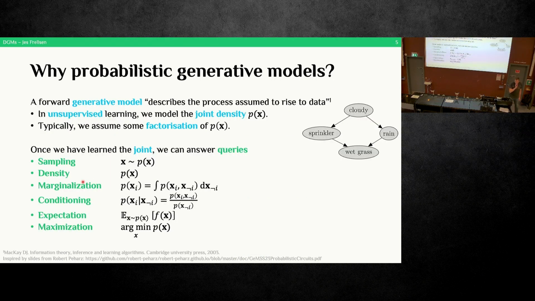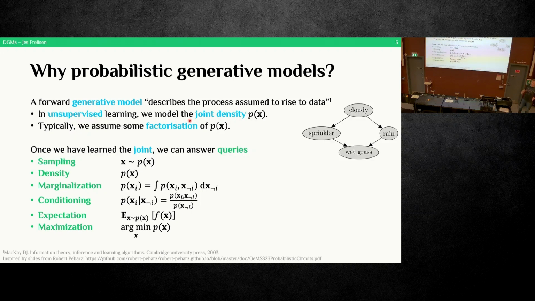So why probabilistic generative modeling? And what is the idea? To take a quote from the David MacKay book, a forward generative model describes the process assumed to give rise to the data. That's how we can think about generative modeling. So in generative modeling, or unsupervised modeling, we model the joint density of all the variables we have accessible.